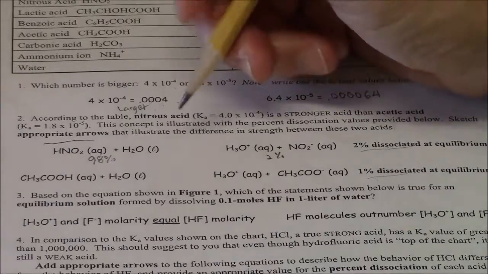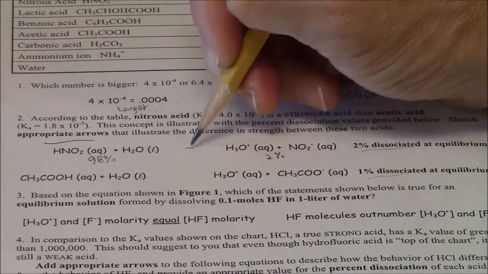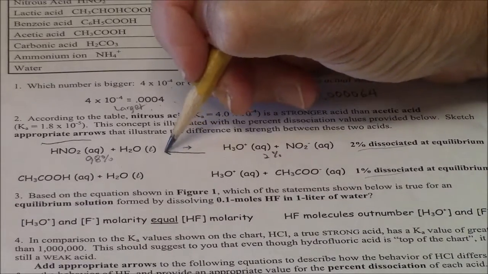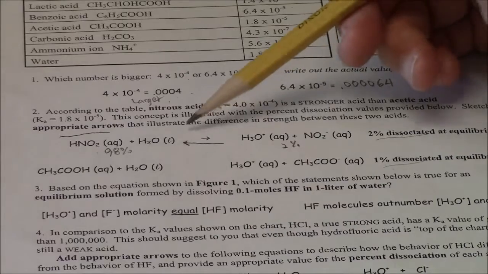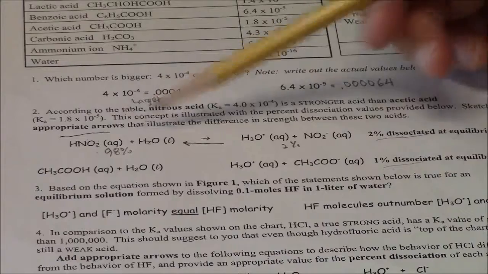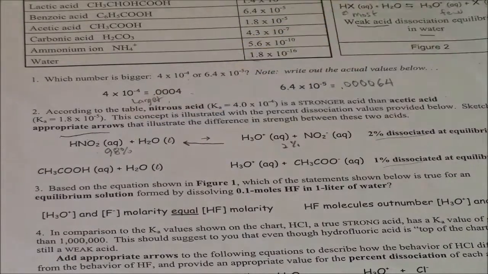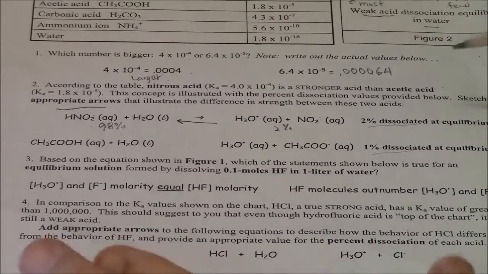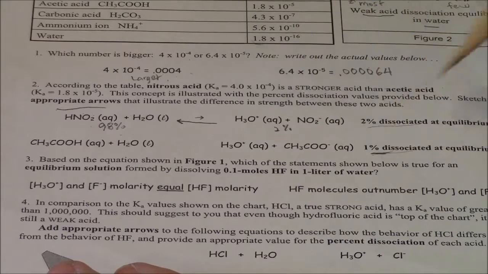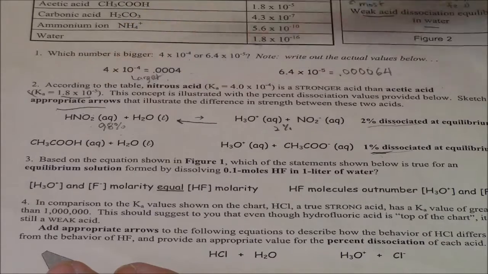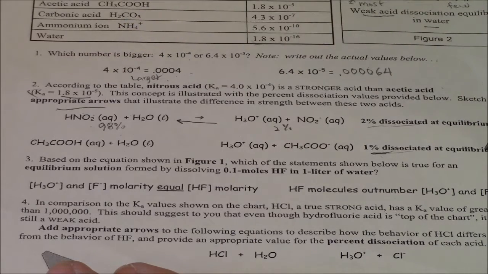To represent this equilibrium with arrows, I'll have a tiny arrow going to the right and a relatively large arrow going to the left. This should suggest to you an equilibrium that favors the left side. The HNO2 plus water is the more stable state. 98% will be in that state, but 2% of the population will be in this state. In the second equation, we have only 1%, so this is a weaker acid. It has a smaller Ka value, so there's less dissociation at equilibrium.